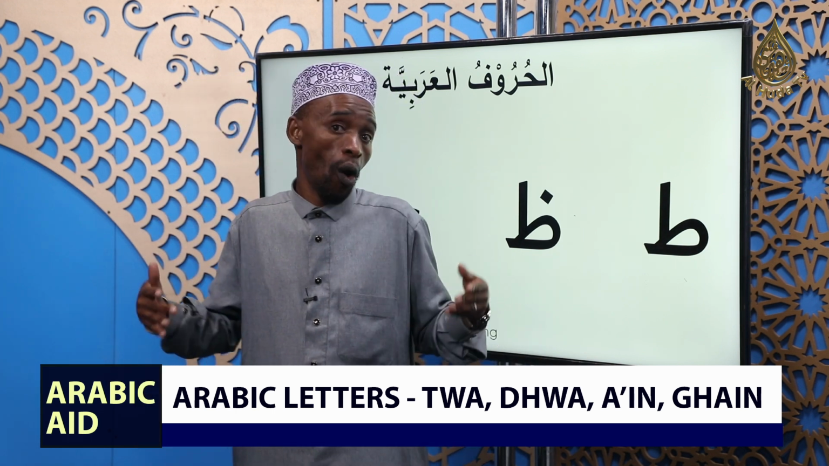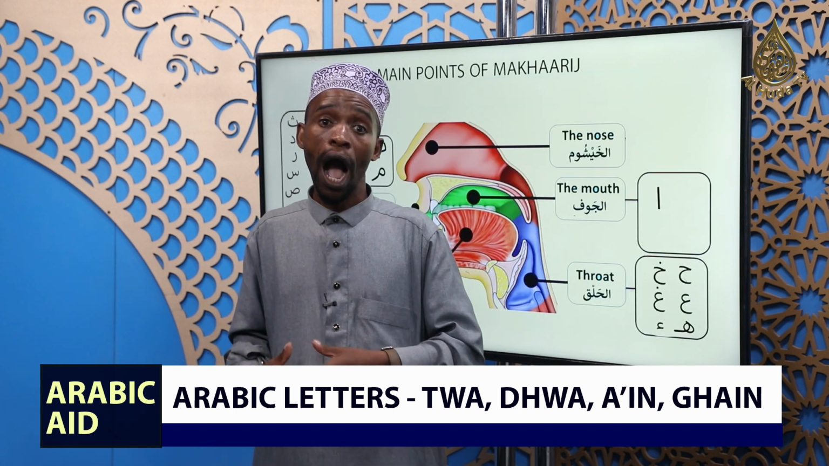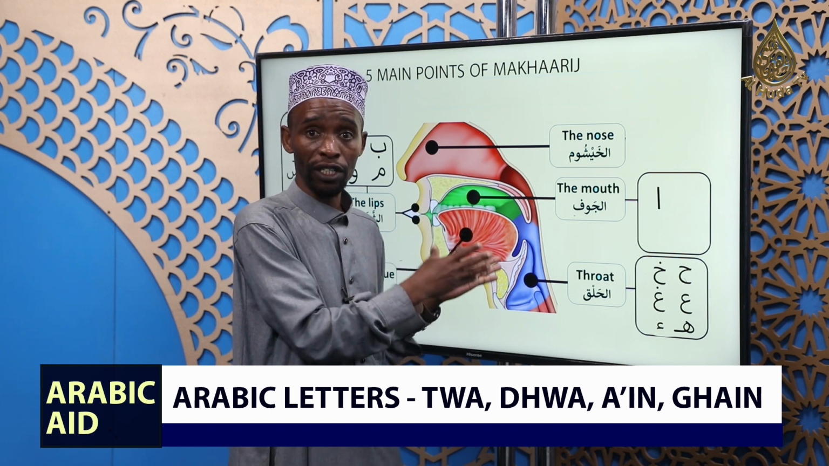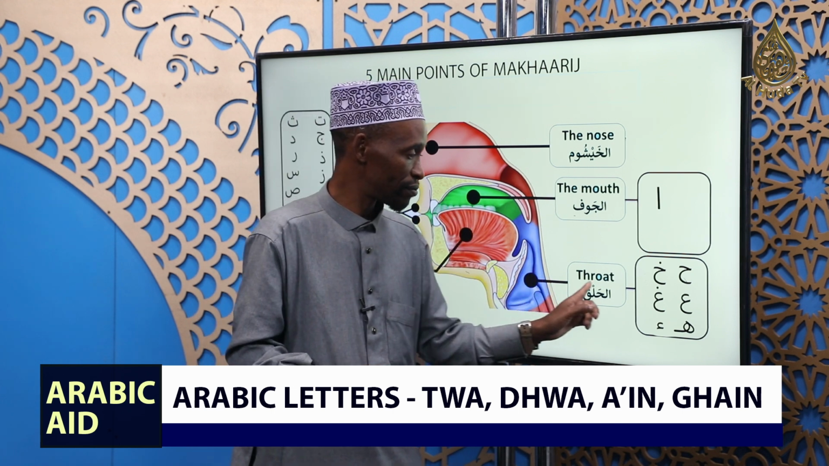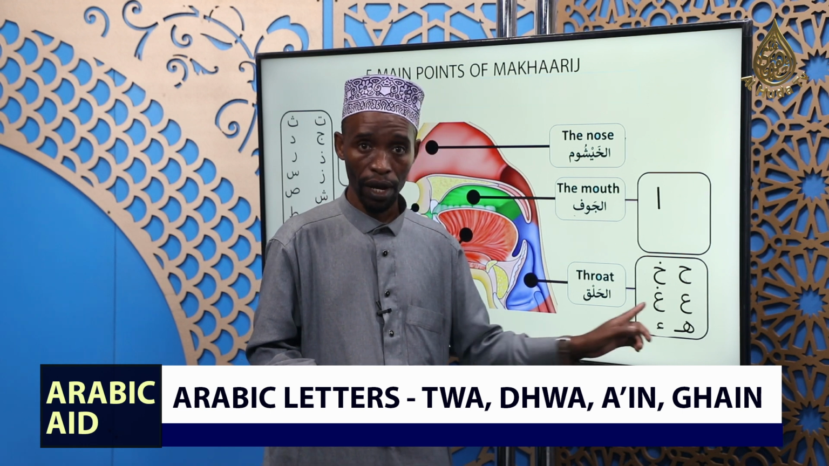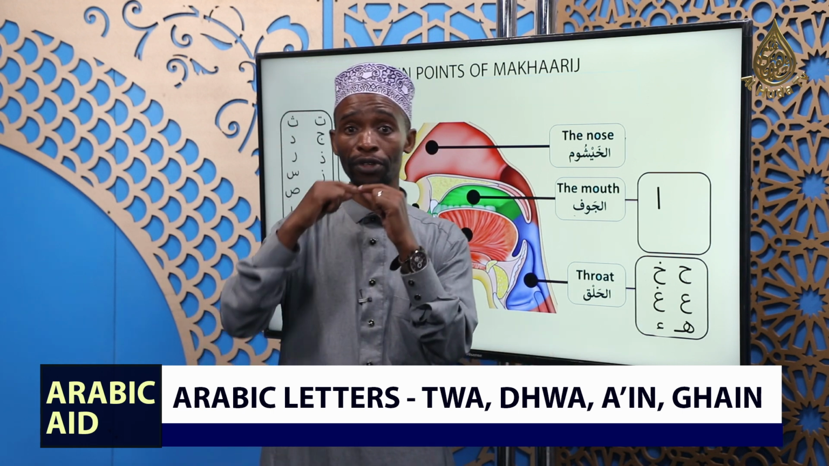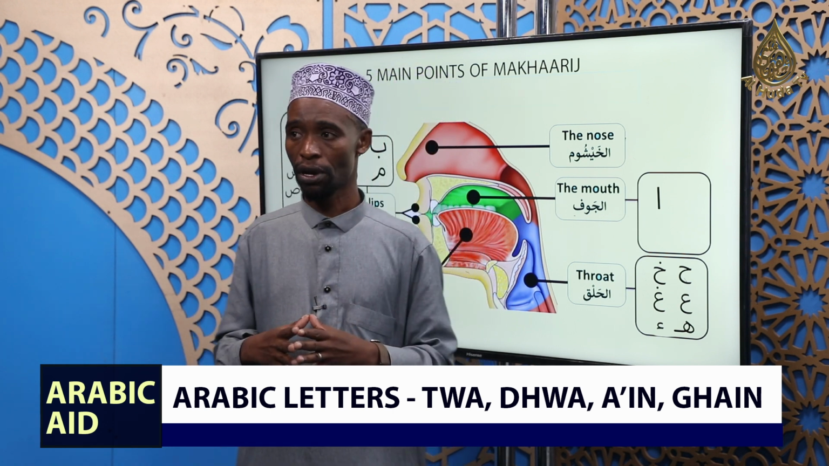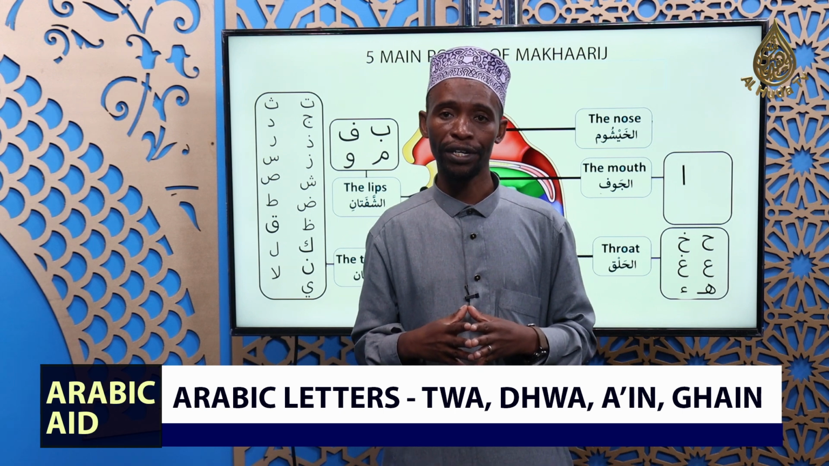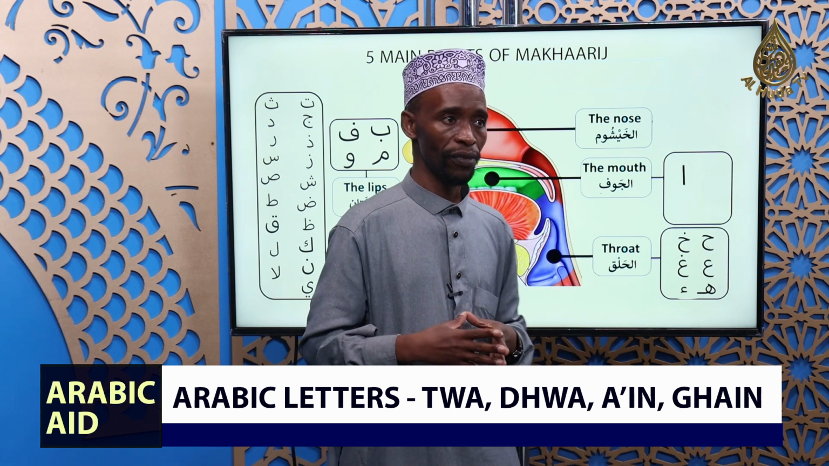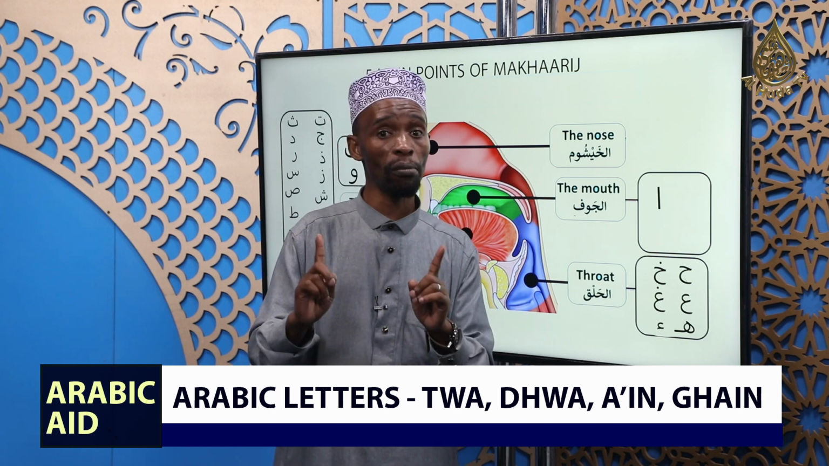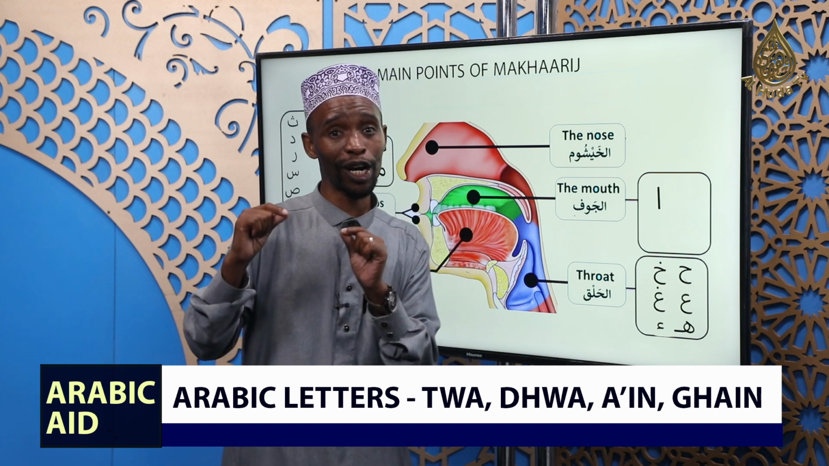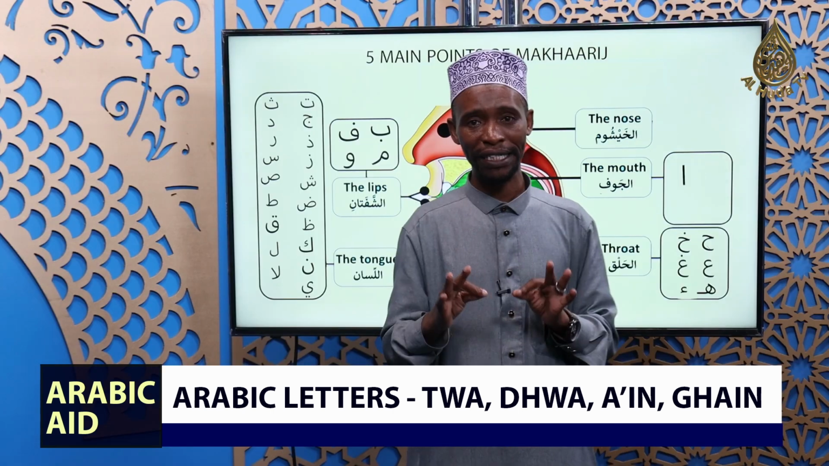Where is the makharij for Ghain? Our diagram shows the makhraj for Ghain is also at the throat. Ghain is pronounced from the top of the throat by producing a gargling sound. Ghain, Ghain, Ghain. Also, Ghain is not a common sound for non-Arab speakers, and so it requires your close attention to pronounce it accurately.